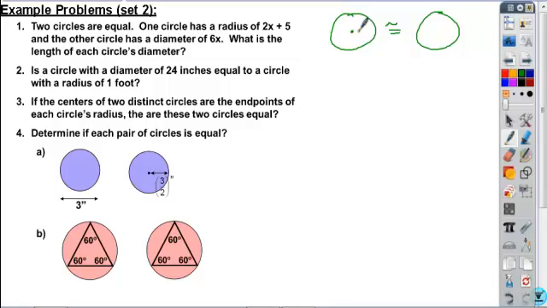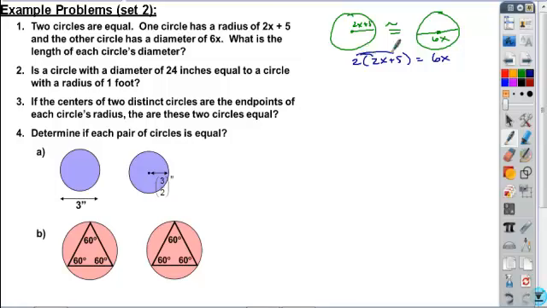So if one circle has a radius of 2x plus 5, and the other one has a diameter of 6x, what do we know about these two figures? How can we relate them? That 2 times 2x plus 5 is 6x. Perfect. So we can either say that twice the radius is equivalent to the diameter.